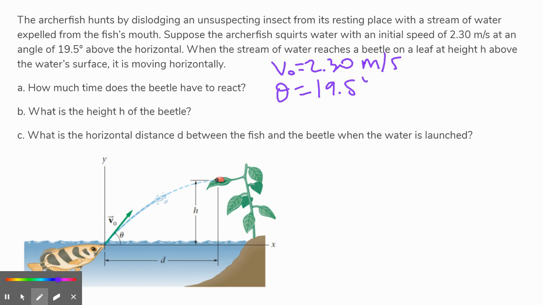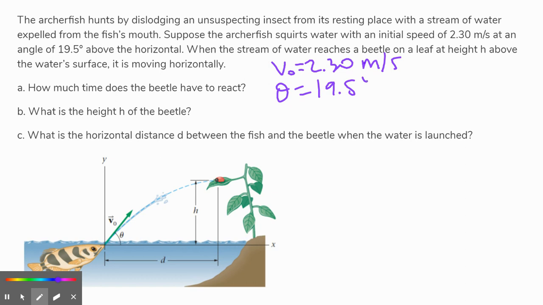So pause the video, try to figure it out, and then hit play when you're ready, or just keep watching if you're not sure. Okay, so this one is a little bit tricky because we're sort of combining a launch angle and projectile motion, which makes sense that you would always be combining them. But that just means we're going to have to be careful with the equation that we choose, because we have quite a few to choose from.